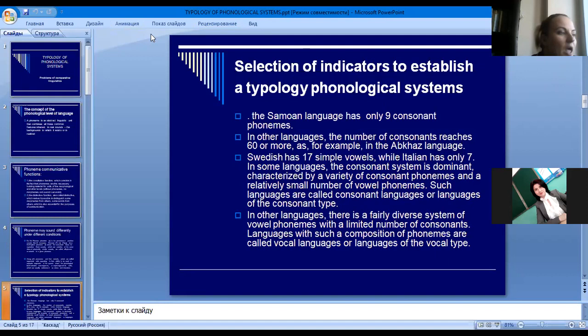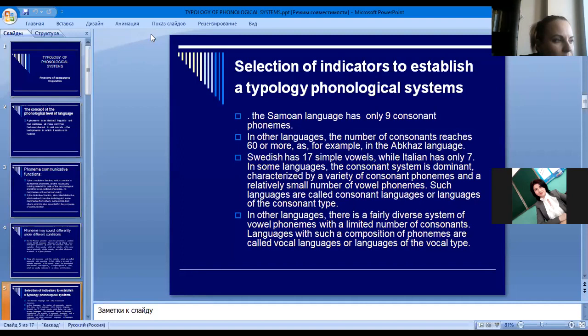So that quantitative functions of the phonemic composition are large enough. In some cases, the number of consonant phonemes is extremely limited. For example, the Samoan language has only 9 consonant phonemes. In other languages, the number of consonants reaches 60 or even more, as for example, in the Abkhaz language.